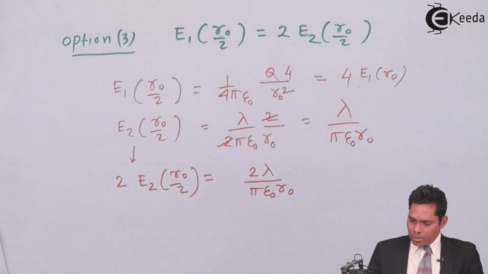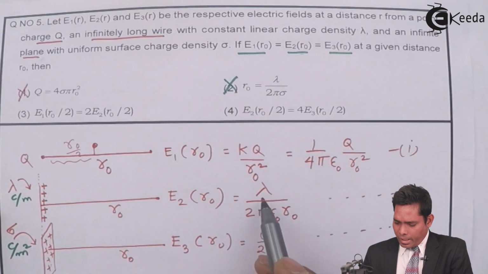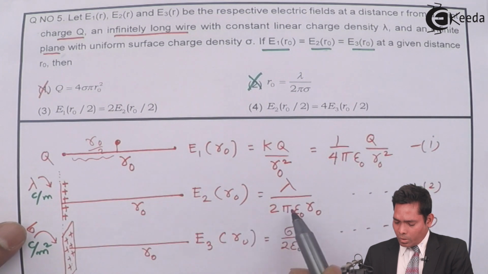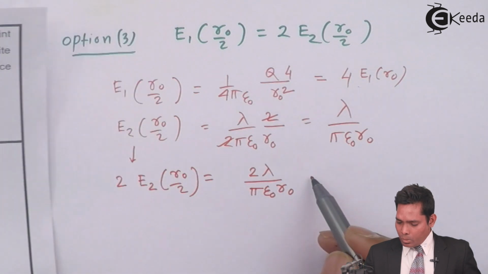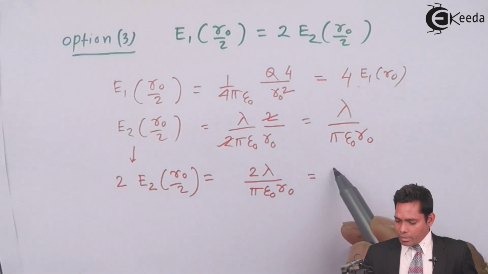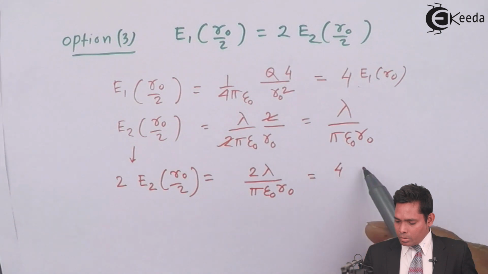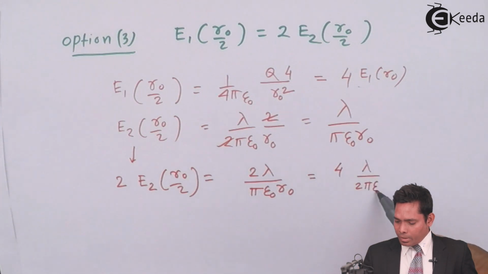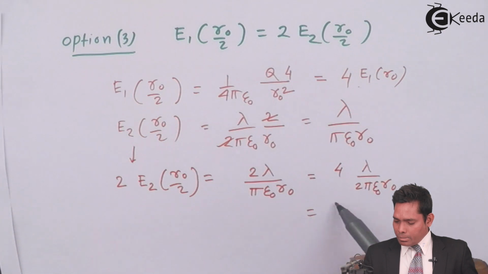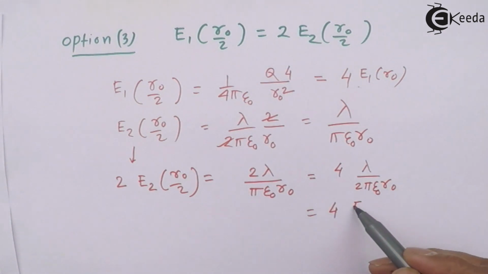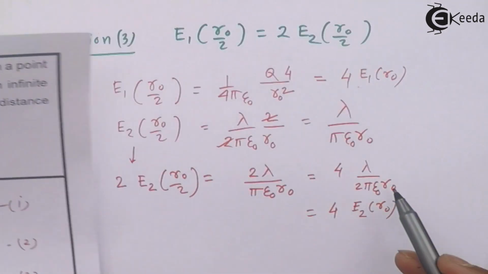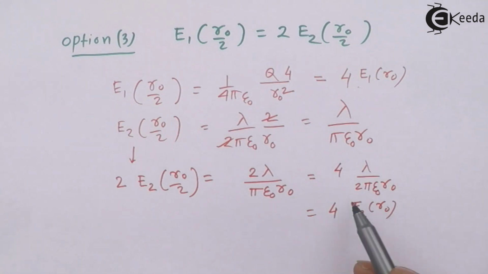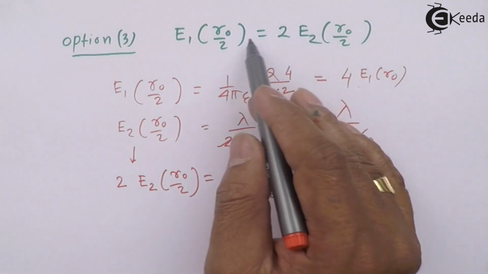and this one I have already got as E2 R naught, so I have to multiply by 2 and divide by 2. If I multiply by 2 and divide by 2 this expression, I'll get 4 lambda divided by 2 pi epsilon naught R naught. If I do that, this becomes 4 times E2 R naught, because E2 R naught is this one, so in place of this I have written this. Why am I doing so by multiplying and dividing? Because we have to relate these two expressions.